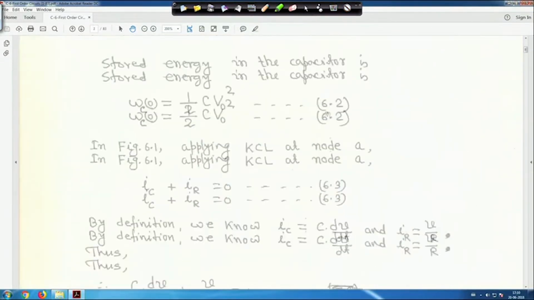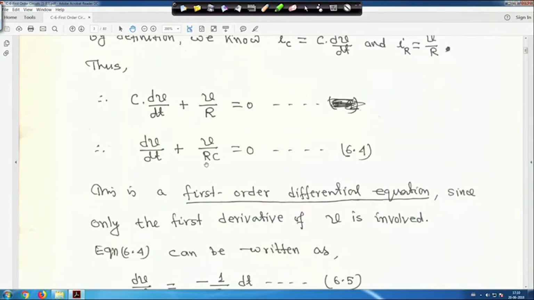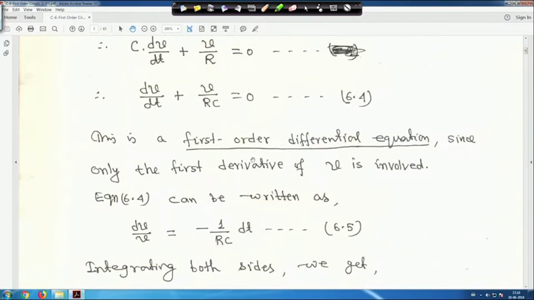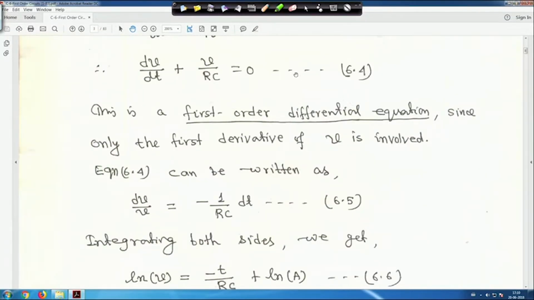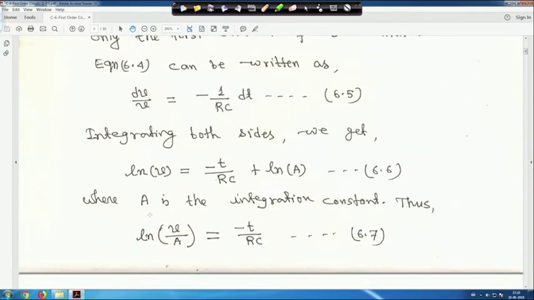So, in this case C into dV by dt plus V by R is equal to 0, or dV by dt plus V by RC is equal to 0. So, this is a first order differential equation, since only the first derivative of V is involved. So, equation 4 can be written as dV by V is equal to minus 1 upon RC dt. This is equation 5.